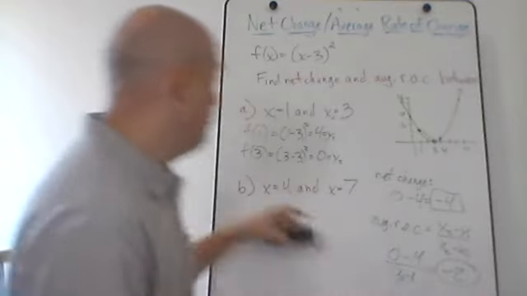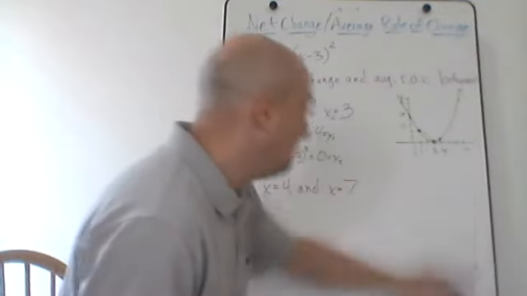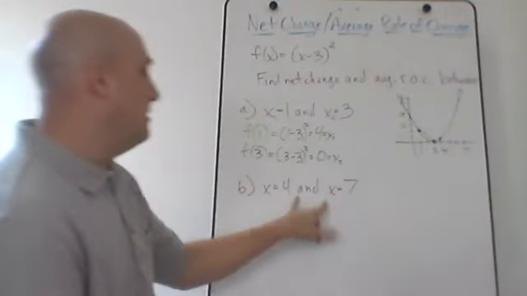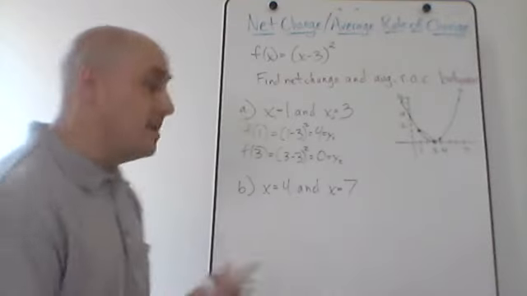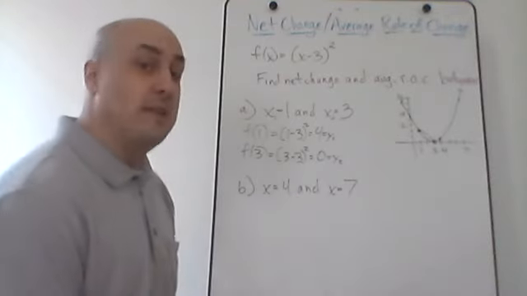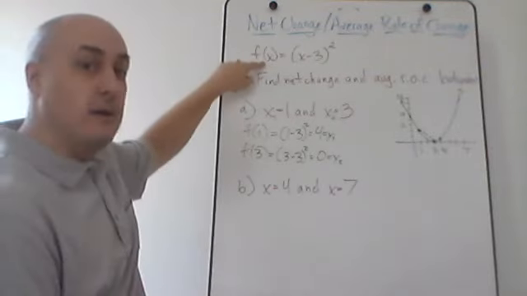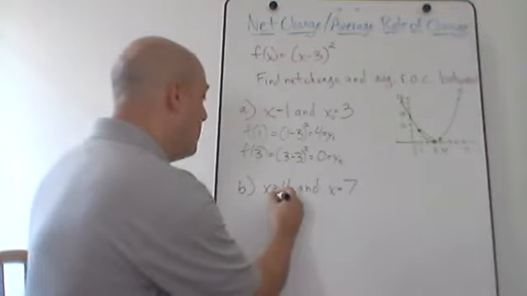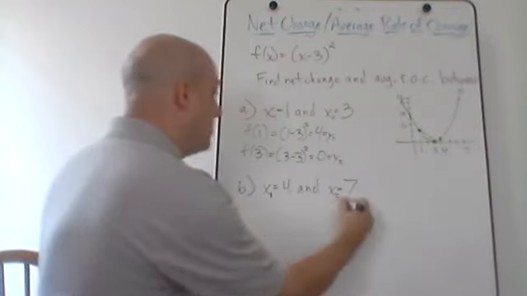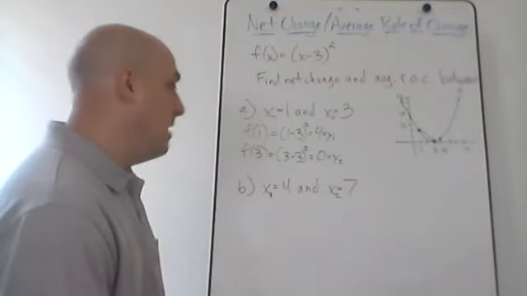And I'm going to erase this so I have room to do the second one that's up here. All right, so same function. Now we want to find the same 2 things from x equals 4 to x equals 7. So same thing. They give us the x values, but not the y values. So the first thing I have to do is plug the x values back into the function to get the corresponding y values. Again, the lower number we have is our x1. The bigger number we have, the 7, is our x2.